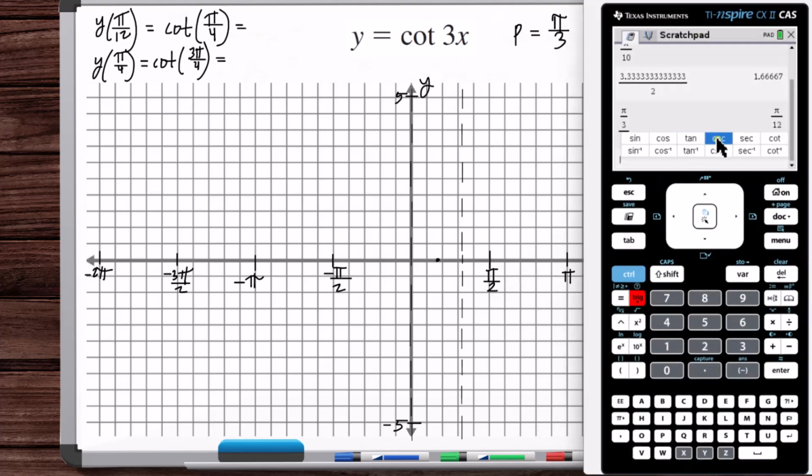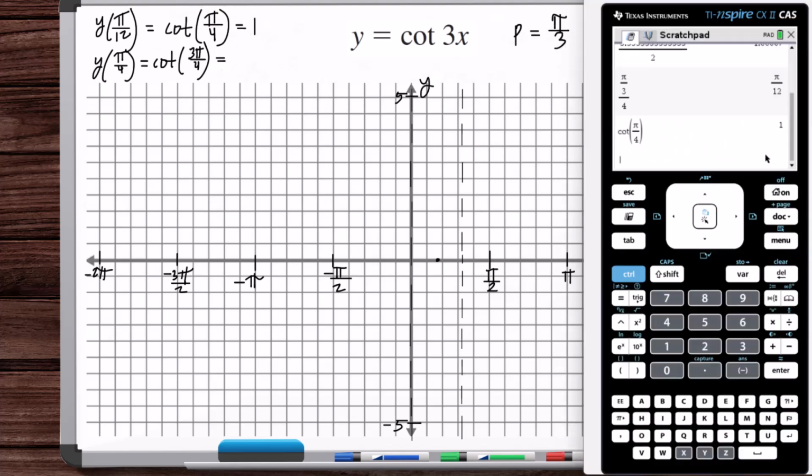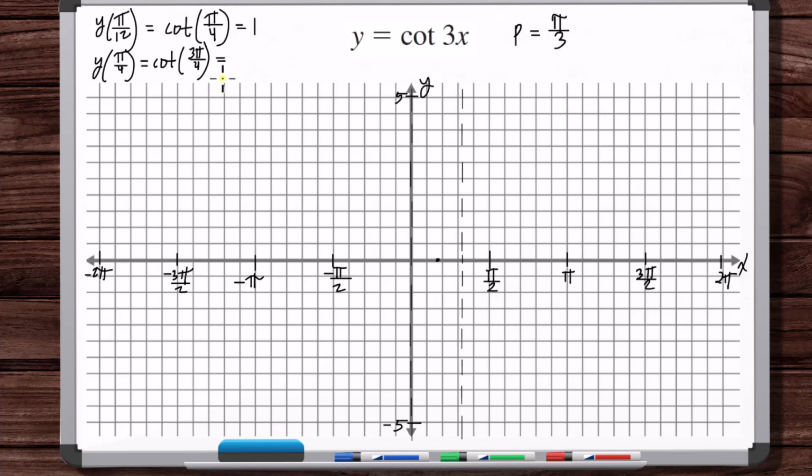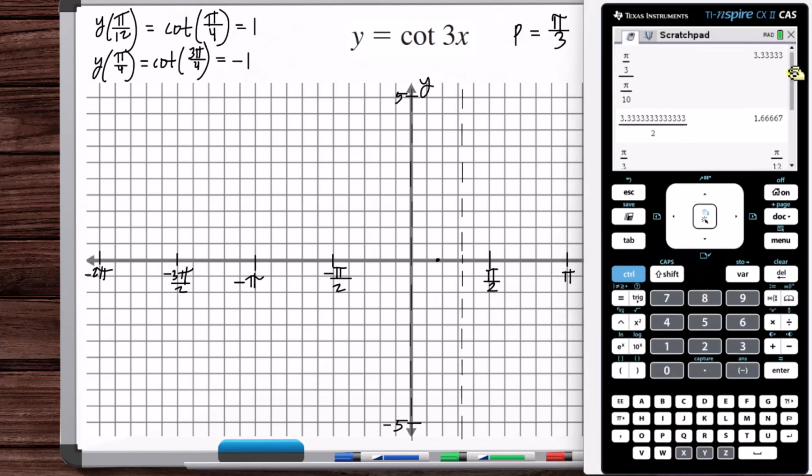So let's see. Cotangent of pi over 4 is 1. And then cotangent of 3 pi over 4, this might be minus 1. Yeah, okay. Minus 1. Okay, now how many tick marks is, let's see.